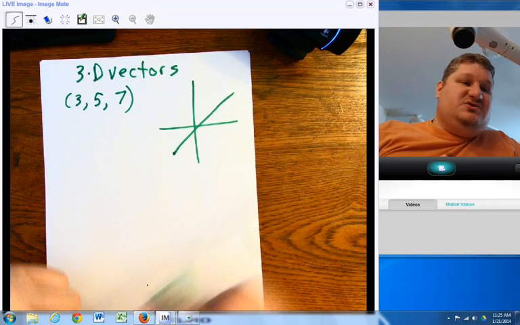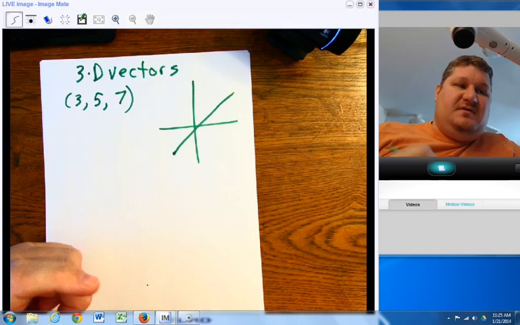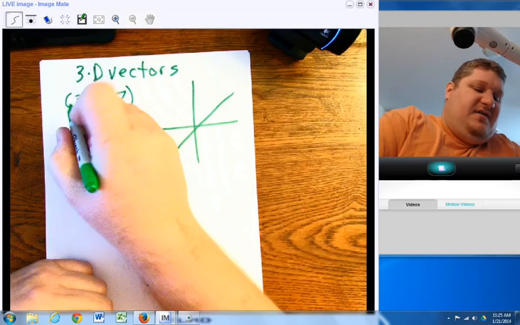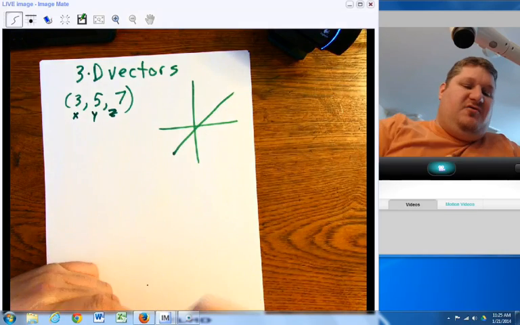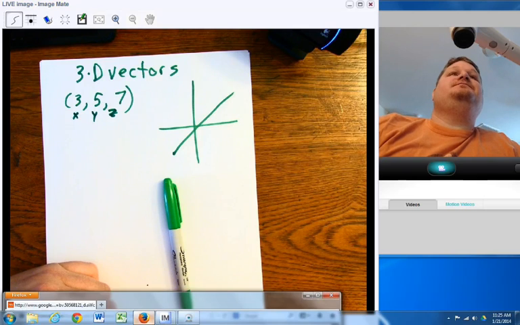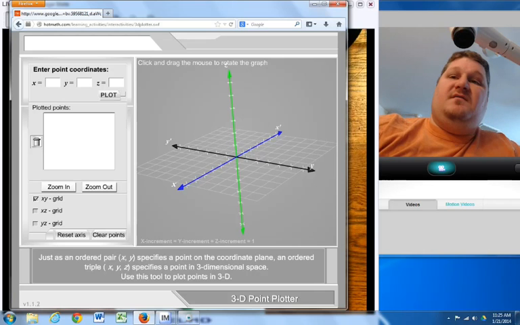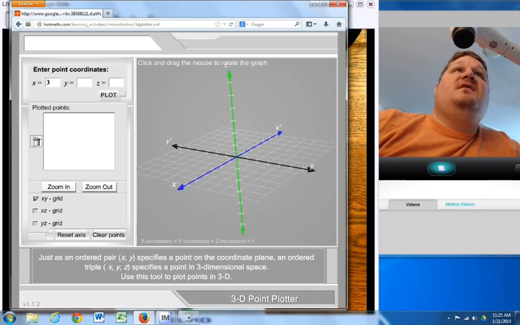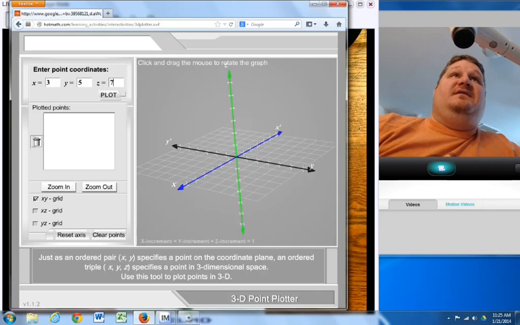Okay, ladies and gentlemen, we're down to 3D vectors. Now, 3D vectors are exactly what they intend. They have an X component, a Y component, and a Z component. To graph all those pieces, what we need is something to help us. Now, if we take something like this, and we type in the point 3, 5, 7, and watch it graph it.